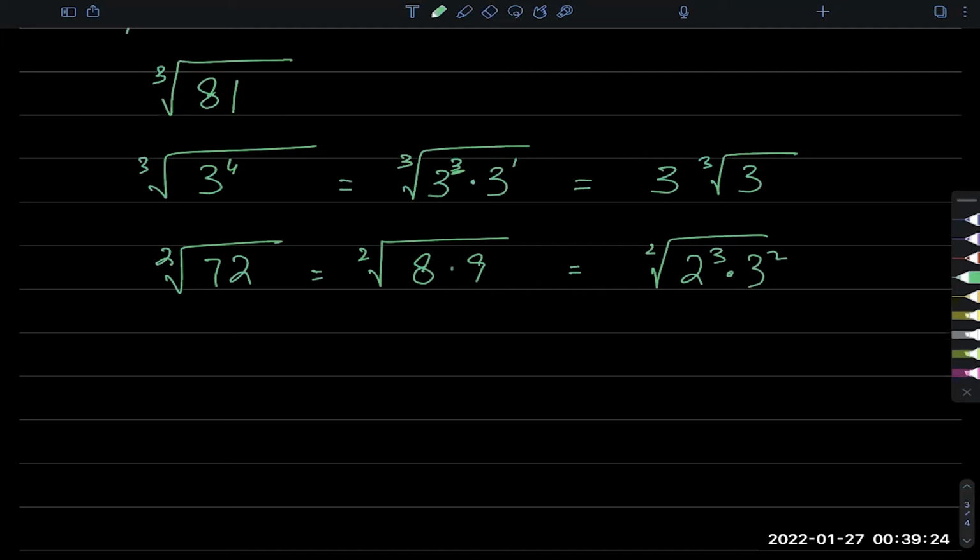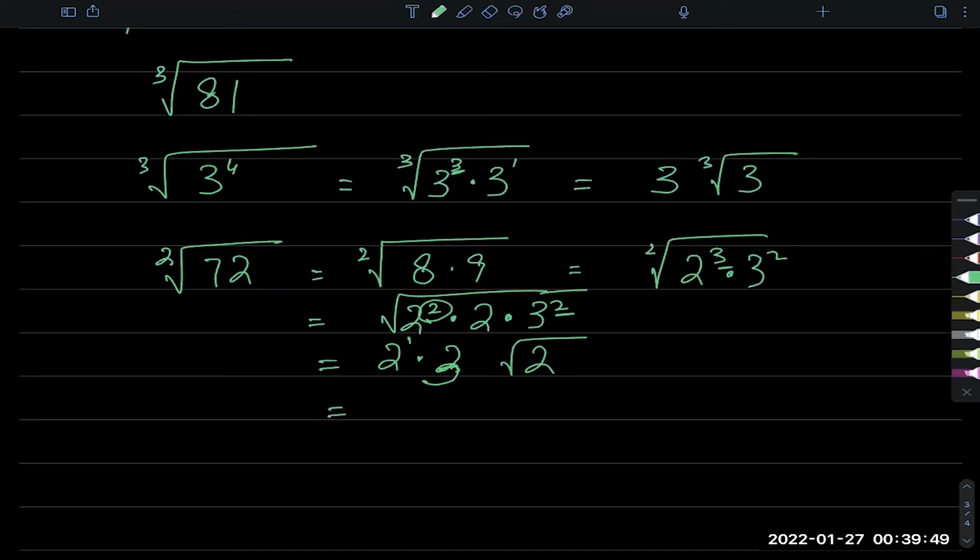Now I can split this cube into 2 squared and 2 power 1, and that 3 squared remains. And now I'll divide the powers. I'll break it down now. This portion, 2 divided by 2, is 2 power 1, which goes outside. This portion, 3 divided by 2, again 3, goes outside. And whatever is left inside, 2. So my answer is 6 square root 2.